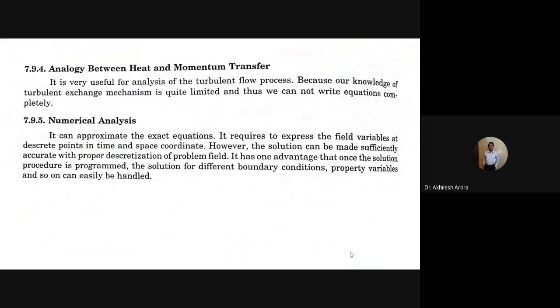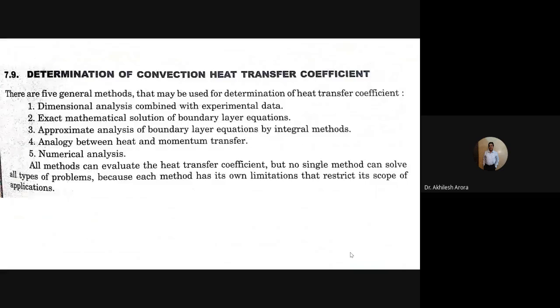Good morning, students. In the last class, we discussed the various methods of determination of convection heat transfer coefficient, and I told you there are five methods. The first one is the dimensional analysis combined with the experimental data. Second is the exact mathematical solution of boundary layer equations. This we have already done. The third one is the approximate analysis of boundary layer equations by integral method. The fourth one is the analogy between heat and momentum transfer, and the fifth one is the numerical analysis.